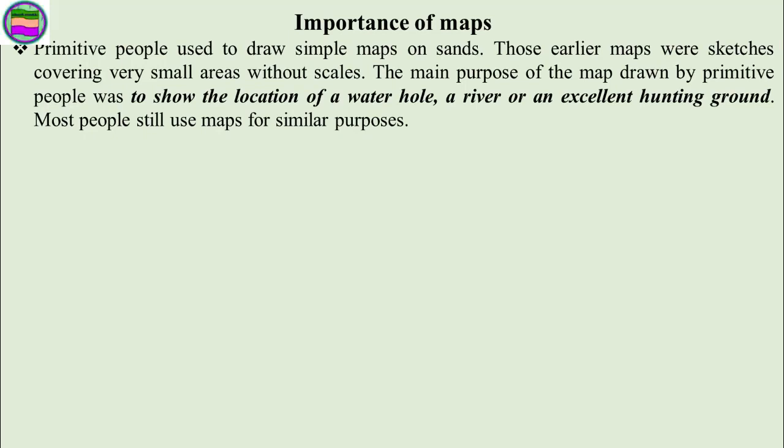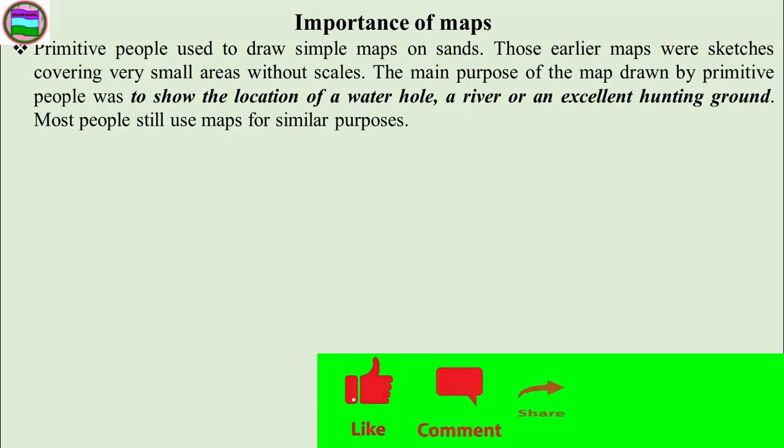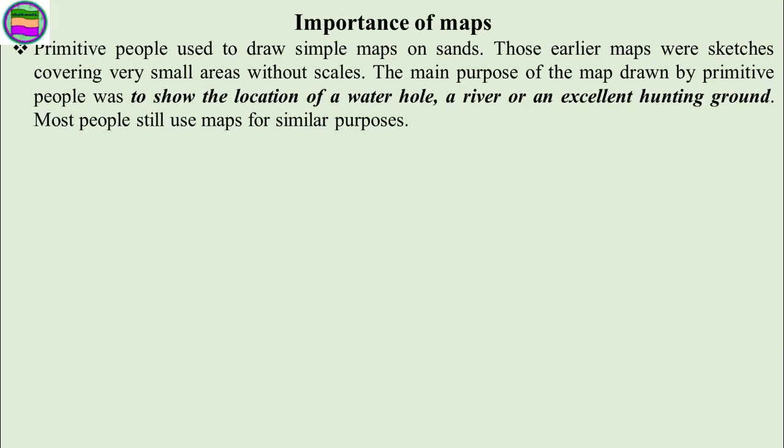Anyway, in ancient time or in primitive society, people were visualizing information on the map. Their main purpose in preparing a map was to show the location of waterfalls, rivers, and hunting grounds. Meaning that in order to locate the major river, the major waterfall, major fruits, and the direction of hunting grounds. So their purpose is to visualize such phenomena. Most people still use maps for a similar purpose.